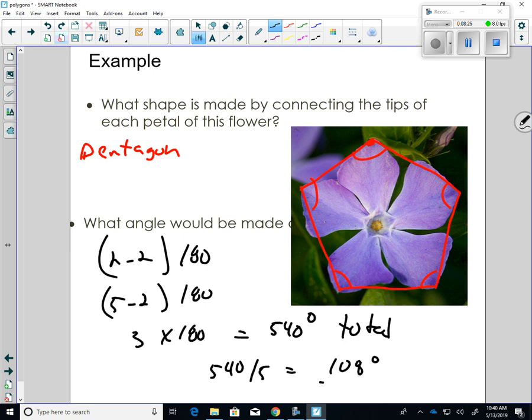108 degrees. I'm guessing you have to put the little degree symbol, or it's a half mark off probably. Okay, that makes sense. Think we got it, Robert? There's one more here, right?